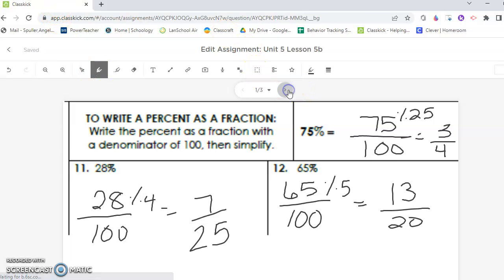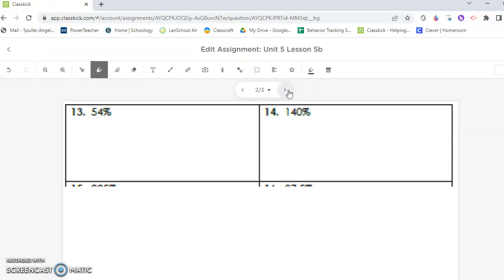Okay, here we go. All right, let's practice this again. So I have 54 now over 100. I divide both by 2. I get 27 over 50. Now, here's where it gets a little tricky, and I want to show you what to do.